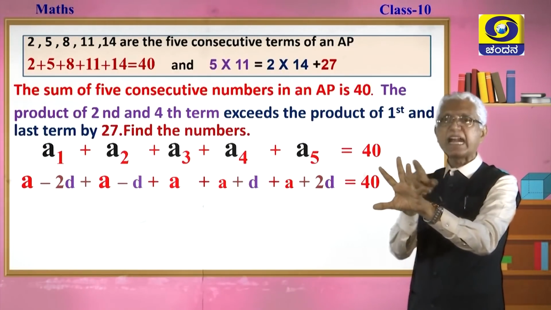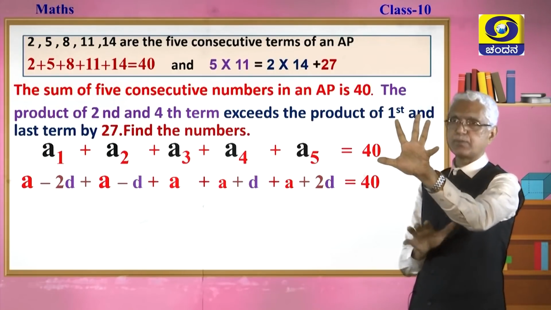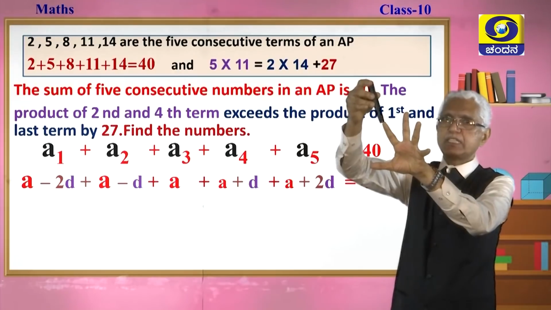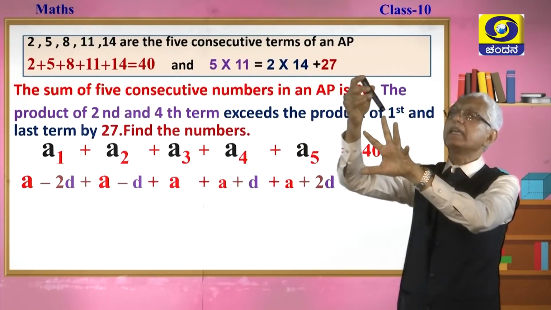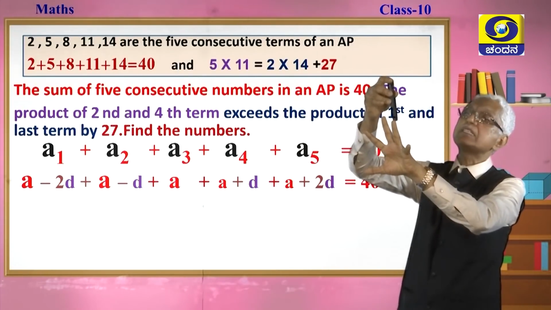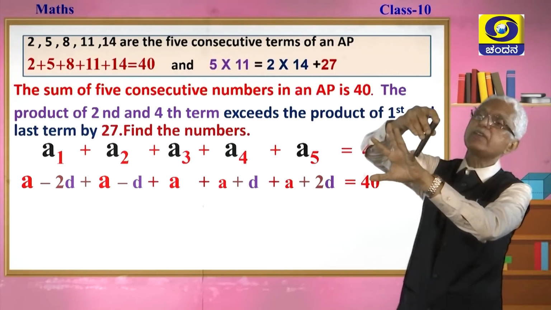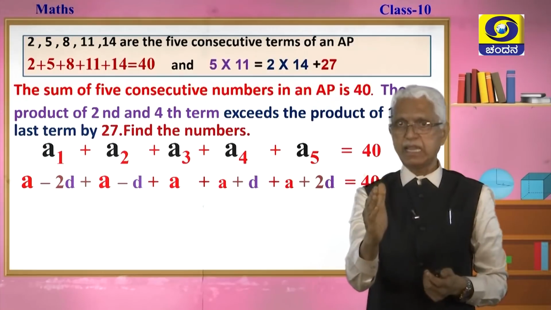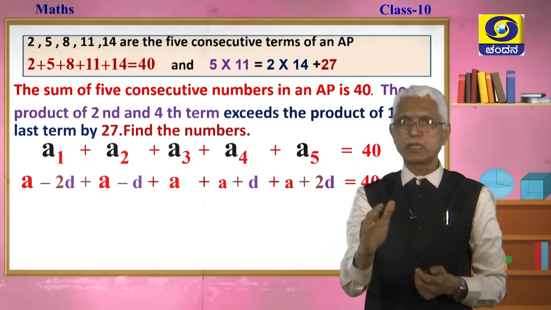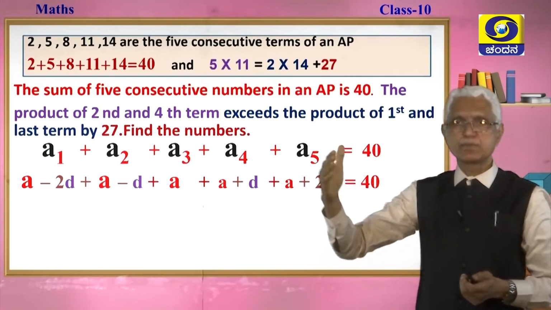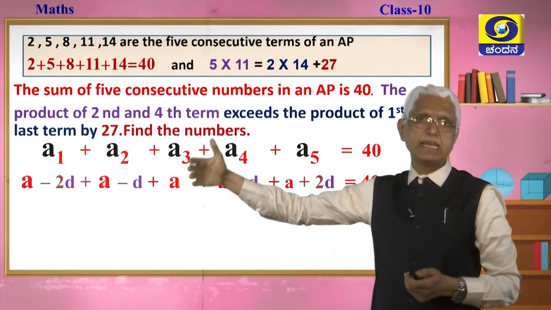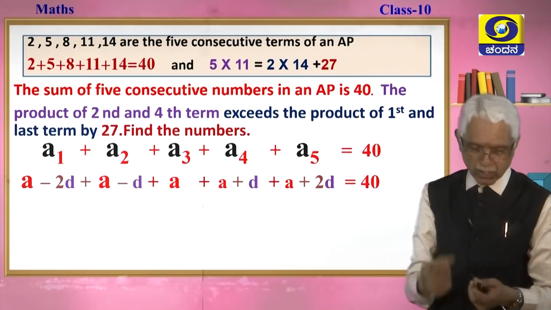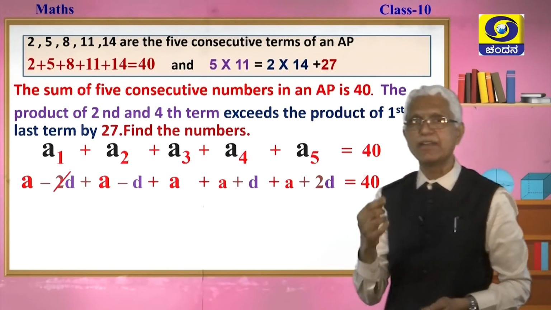Are you seeing the advantage? There are 5 terms. Let this term be a. Next term a plus d. Next term a plus 2d. Previous term a minus d. Another previous term is a minus 2d. So, you take the terms as a plus d, a plus 2d, and you take the terms as a minus d, a minus 2d. This will be helpful because you will realize the advantage of it.